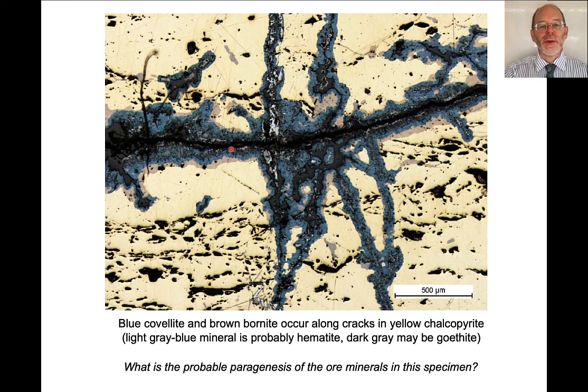Here's an example where we can see a series of reactions. There's yellow chalcopyrite that forms most of this field of view. It has a rind of bornite on top of that, and the bornite has a rind of covellite. So this indicates something about the paragenesis. First mineral to form was chalcopyrite, then bornite, then covellite.